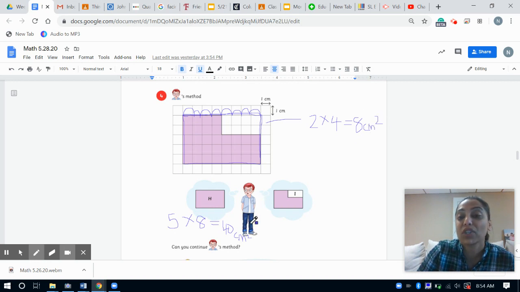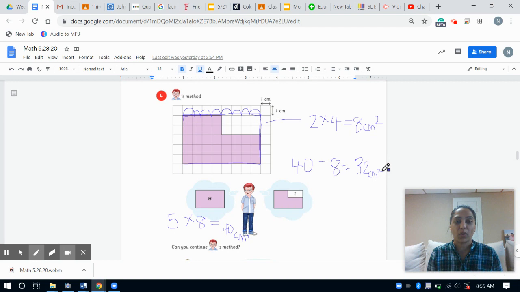So now what I need to do is, because this is not part of it, we're taking it away. And so when you think about the action of taking away, what operation do you think of? Subtraction. So we're going to do 40 minus 8, right? And that will give us 32, and I don't want to forget my units, squared centimeters. So that is another way to look at how to figure out that area.